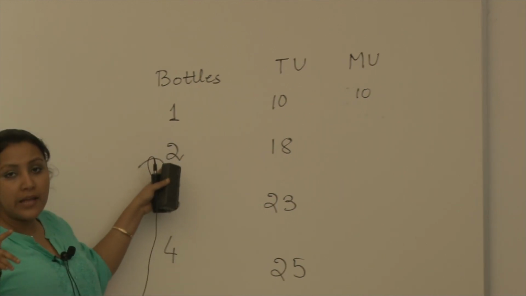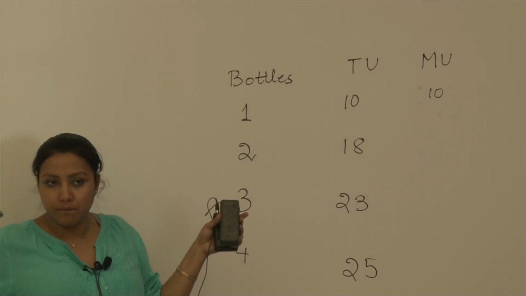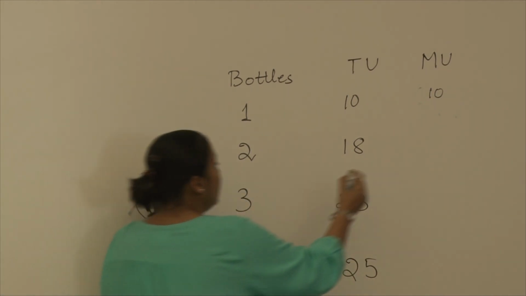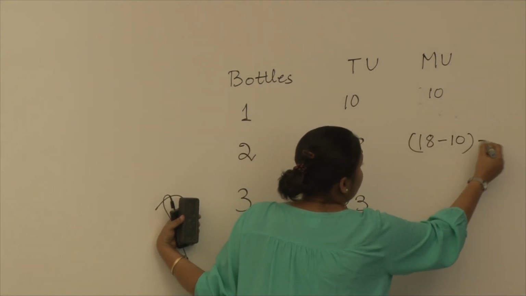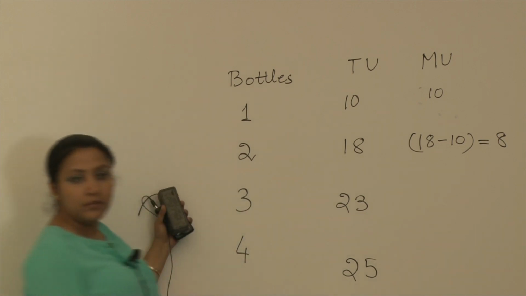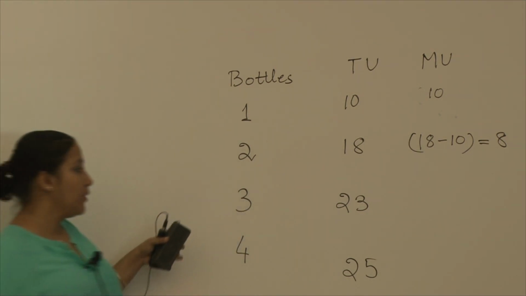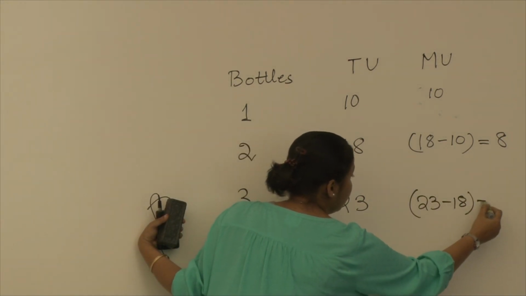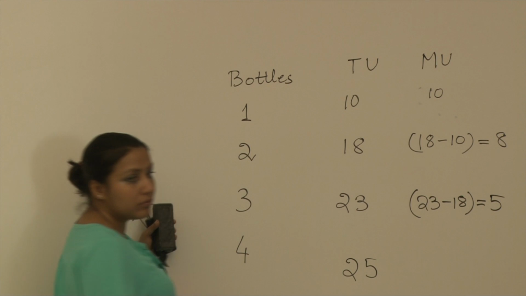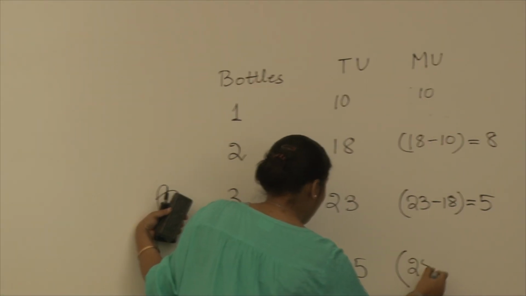Now, you go on to the second one, how much are you getting just from the second bottle? Not 2, you are getting 18 minus 10, that is 8. How much are you getting just from the third one? So, 23 minus 18, 5. Okay. Similarly, how much are you getting just from the fourth one?